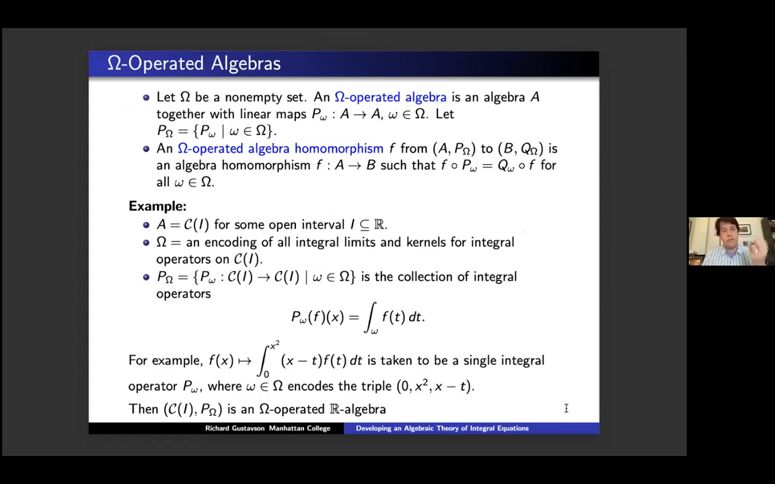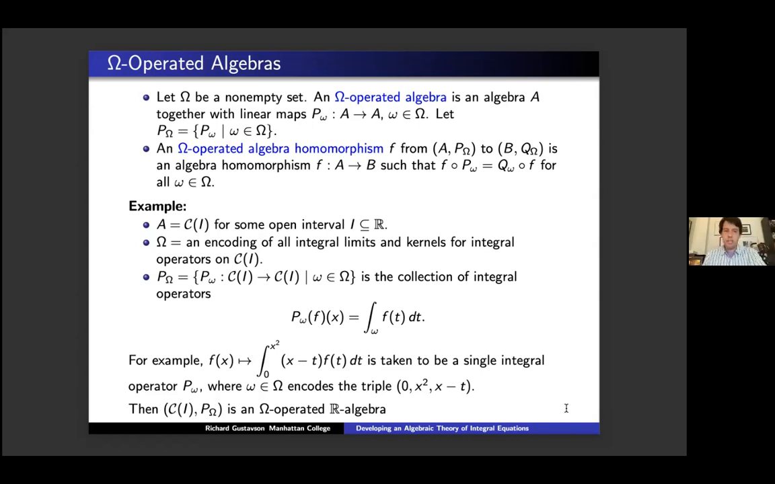So if we fix some indexing set omega, we define an omega operated algebra. It's an algebra A together with a collection of linear maps from A to A. And that's basically it. And we can then define an operated algebra homomorphism to just be a homomorphism from one operated algebra to another that respects all of these linear maps.